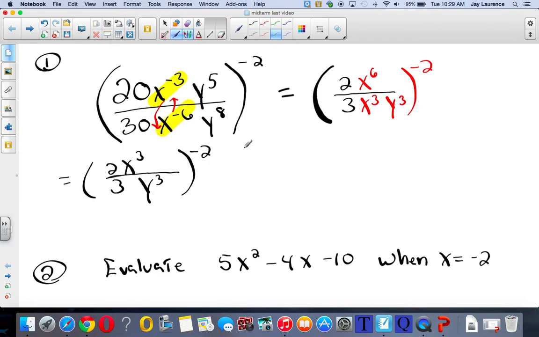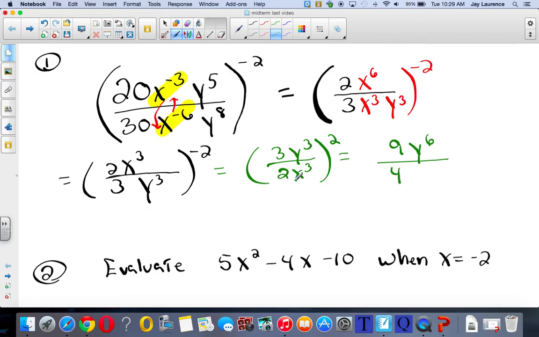Now, as we just said, the negative exponent means to use the reciprocal, so I'm going to flip the fraction. We get 3y cubed over 2x cubed, and that'll be raised to the second power, right? Use the reciprocal. There it is. Changes the exponent. Now I'm going to square everything. 3 squared is 9. Y cubed squared would be y cubed times y cubed for y to the sixth. 2 squared would be 4, and x cubed squared will be x to the sixth.